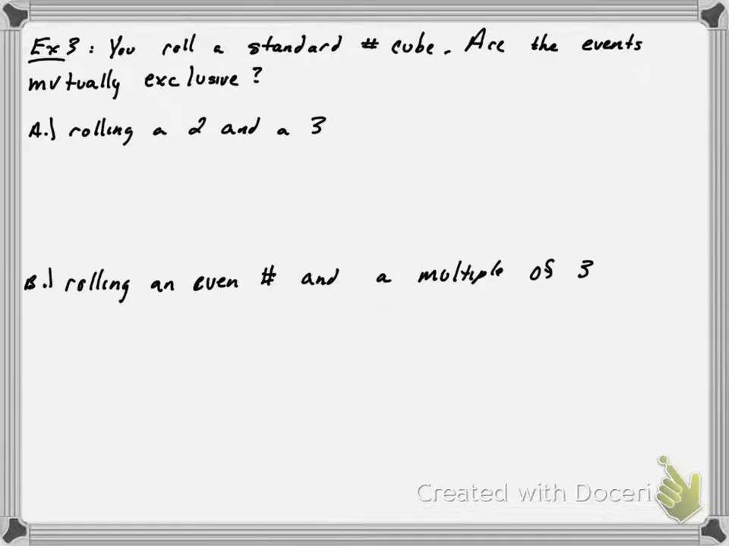Example 3, you roll a standard number cube. Are the events mutually exclusive? So you're just talking about rolling it one time. So can you roll a 2 and a 3? Well, if you're only rolling it once, you can't roll a 2 and a 3 together. So these are going to be mutually exclusive.